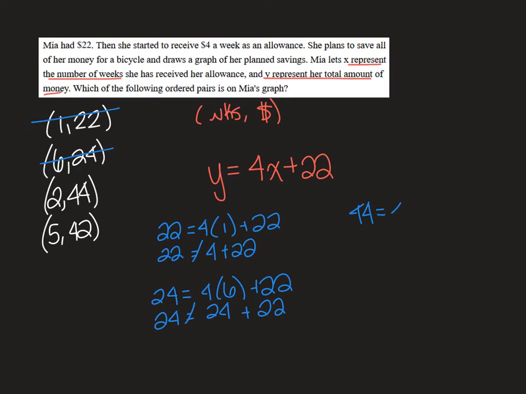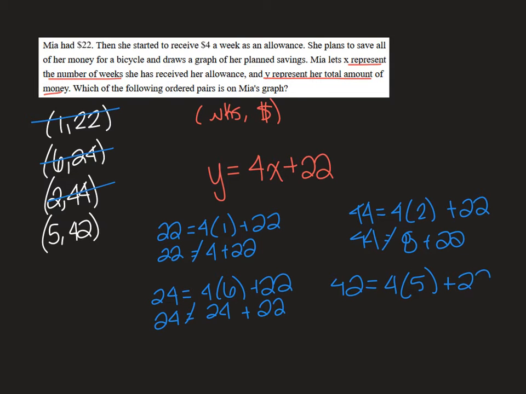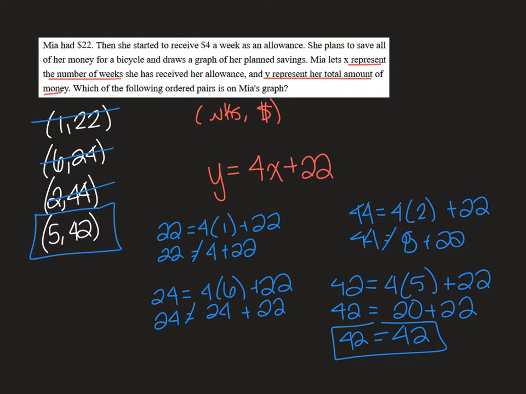44 equals 4 times 2 plus 22. So we've got 8 plus 22. This is also not true. And then we need to check that last one. So we have 42 equals 4 times 5 plus 22. So 42 equals 20 plus 22. And 20 plus 22 is 42. So 42 equals 42. We have found our answer.